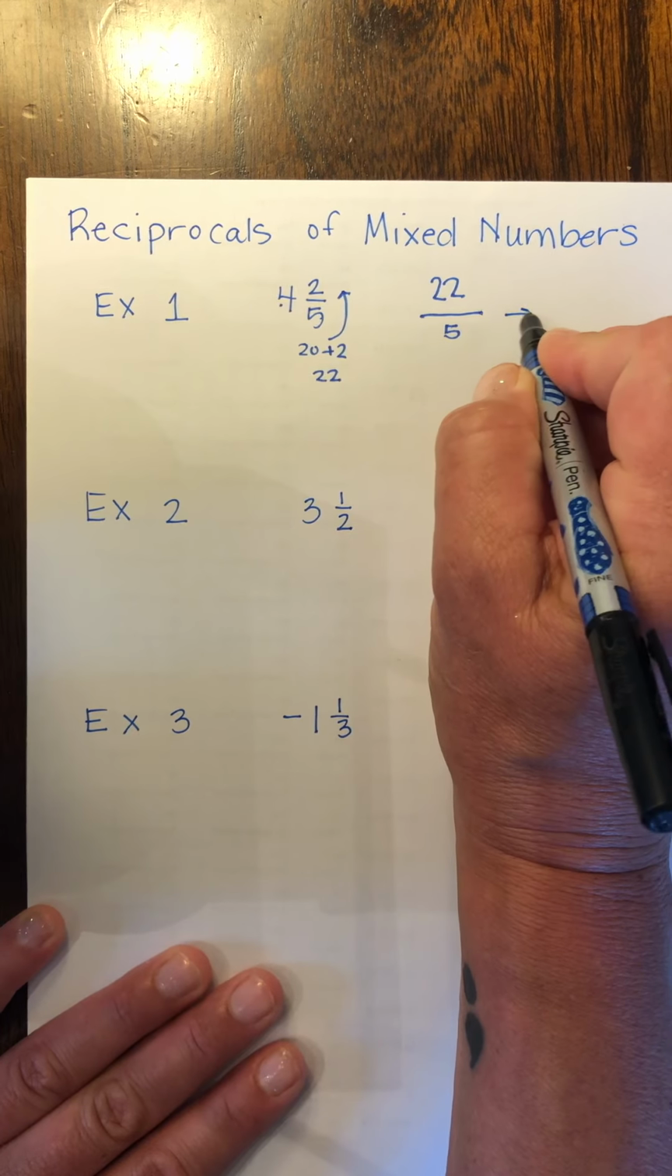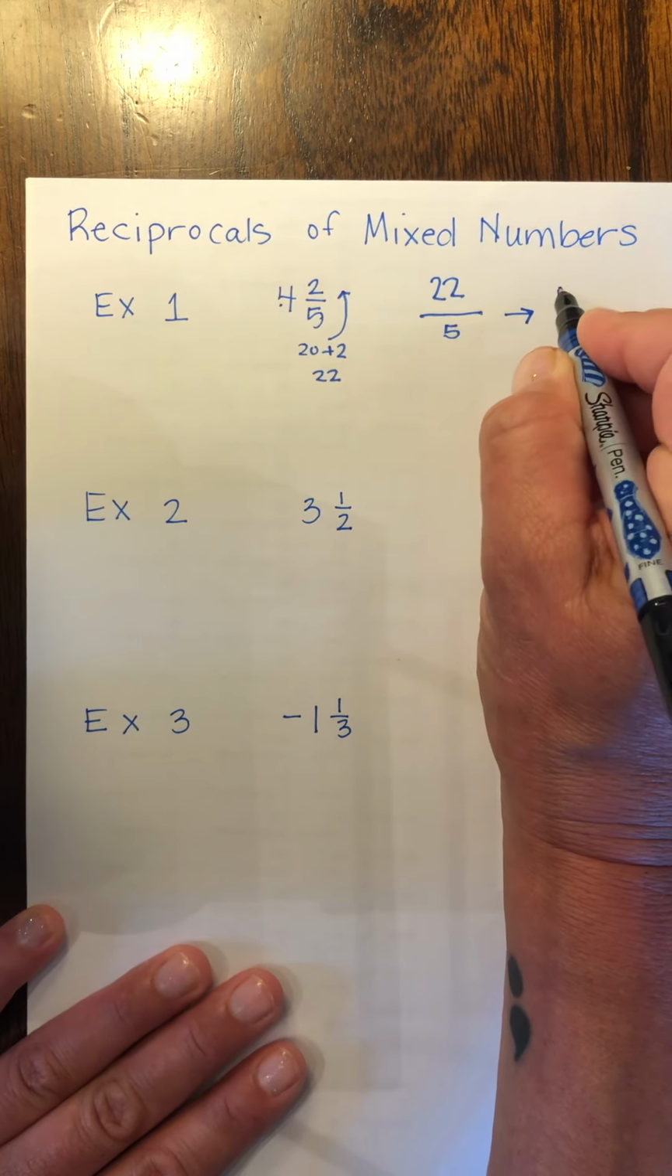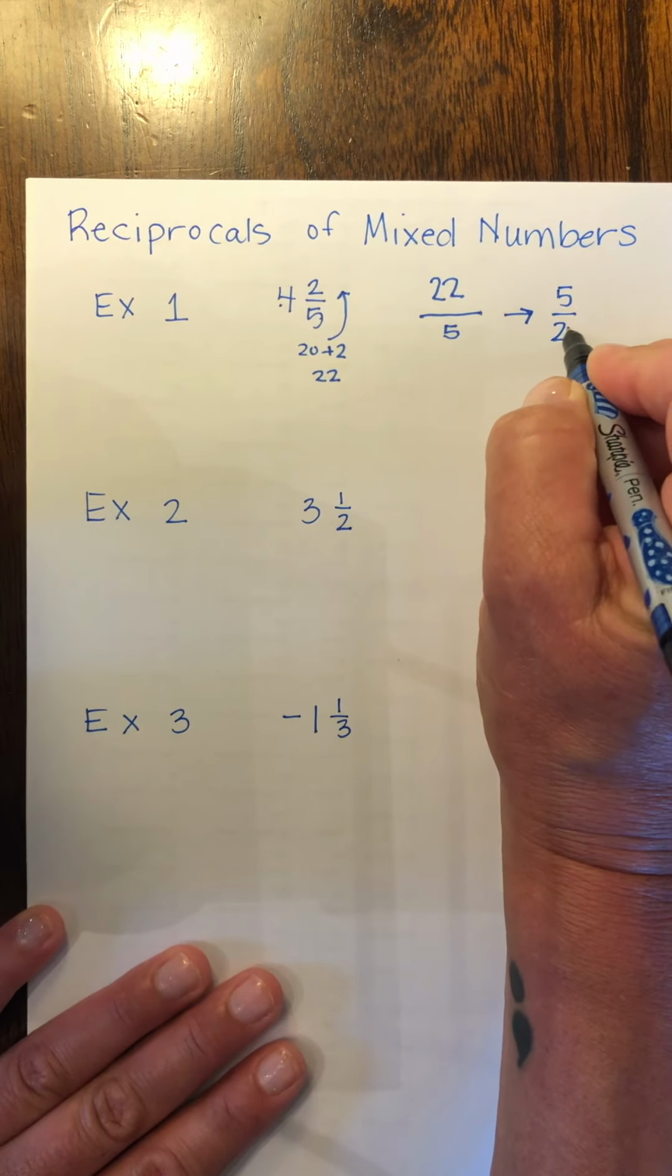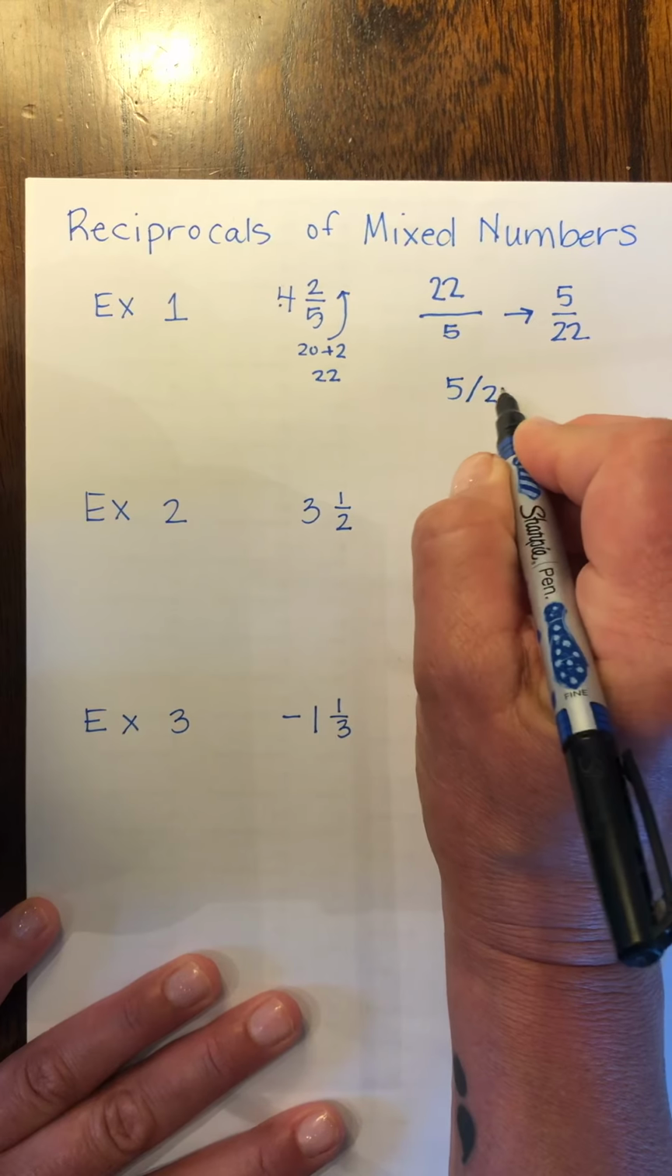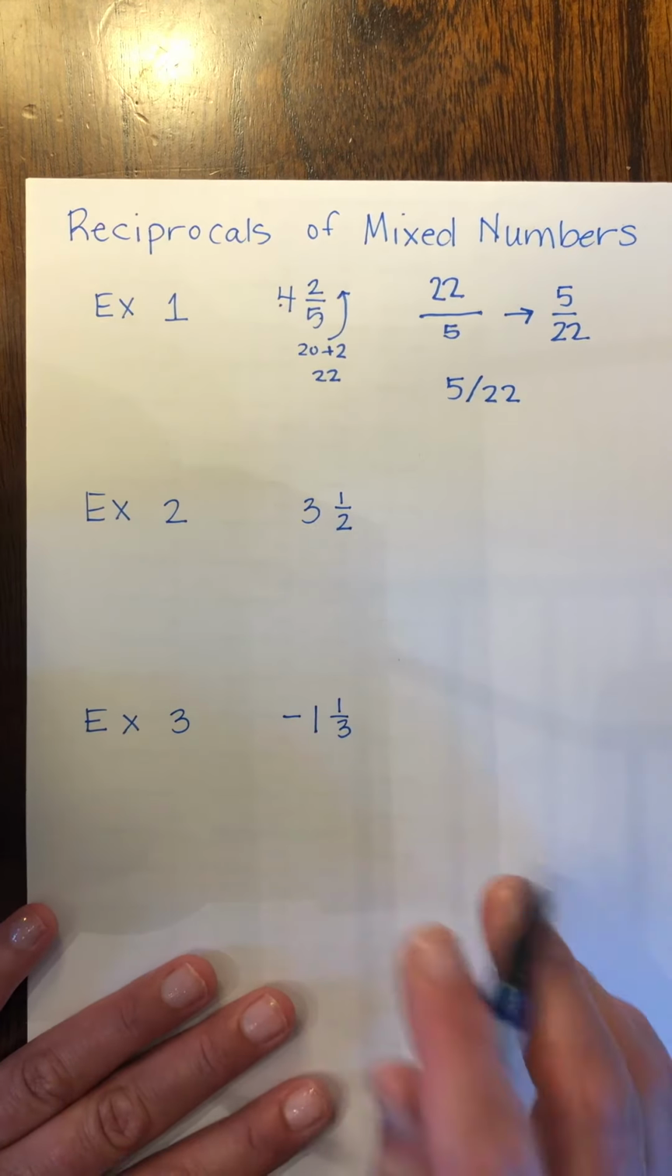And then what we're going to do now is we're just going to flip that. So it's going to be 5 over 22, and that's what you'll type in on your Google form. So you can just type it with the slash, 5/22, and that'll give you the right answer.